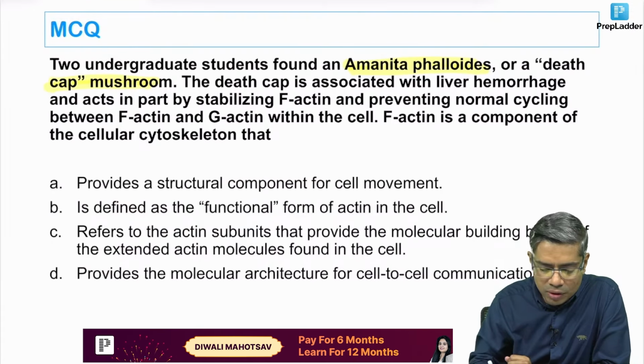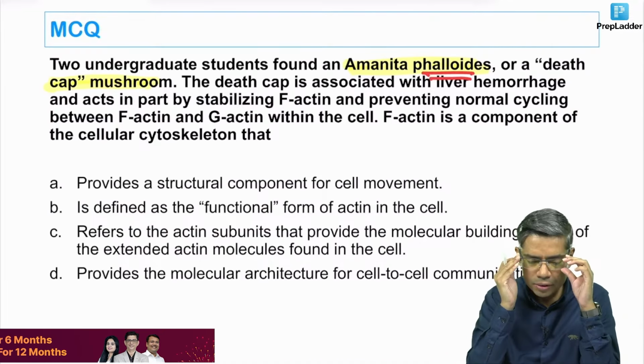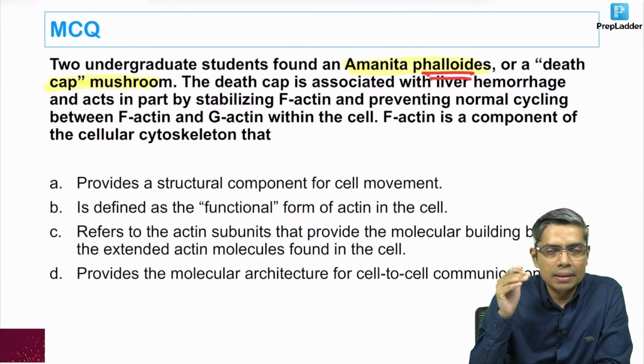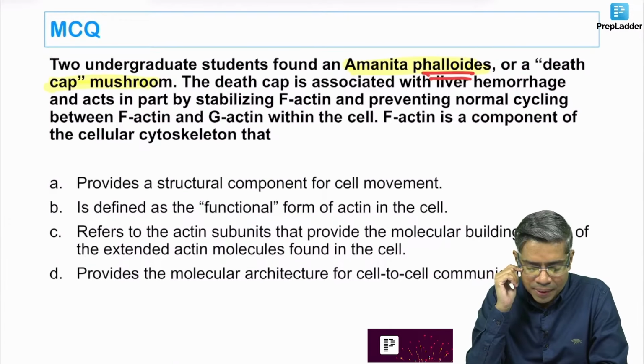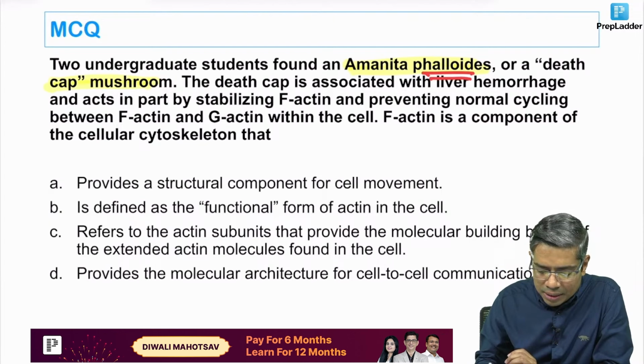So this is a kind of toxin. This phalloid toxin is a kind of toxin. This is a new question, but this question is given in Genau. If you look at Genau, this question has been given in a detailed version. The death cap causes liver hemorrhage, everything is given.